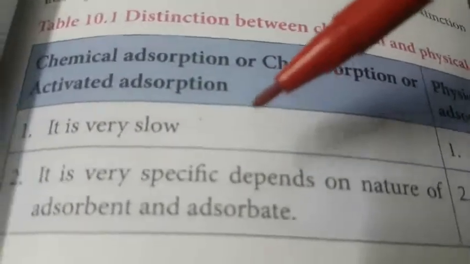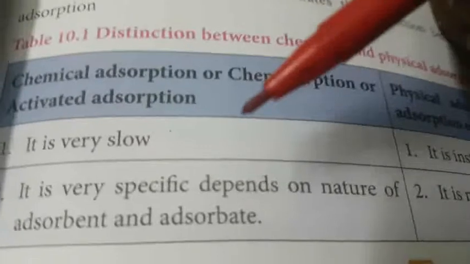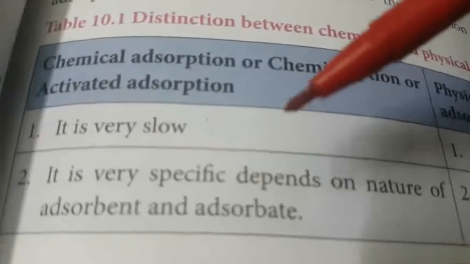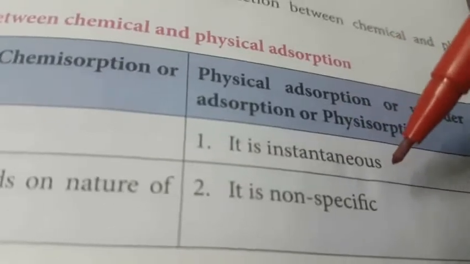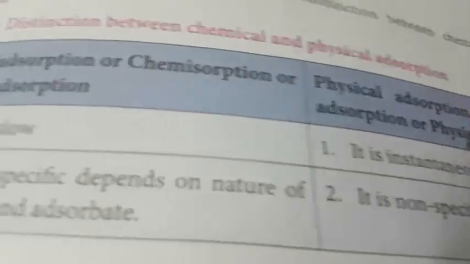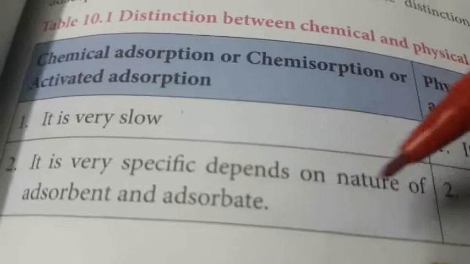Chemical adsorption is a very slow process, because the molecules are held together by bonding. But physical adsorption is an instantaneous process, it happens immediately. Chemical adsorption is very specific, it depends on the nature of the adsorbent and adsorbate.